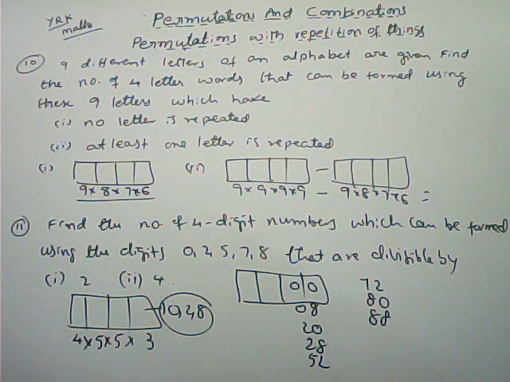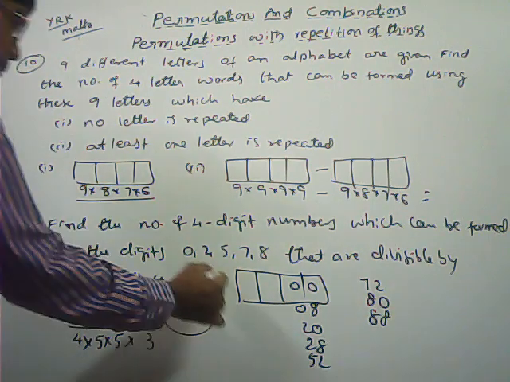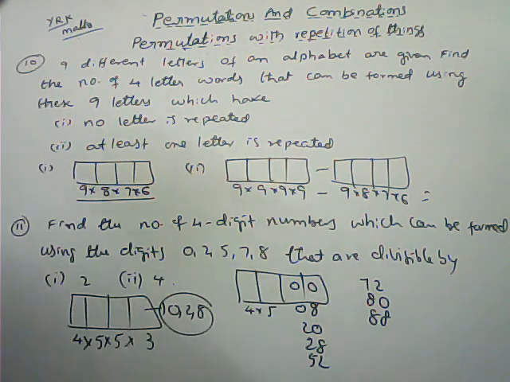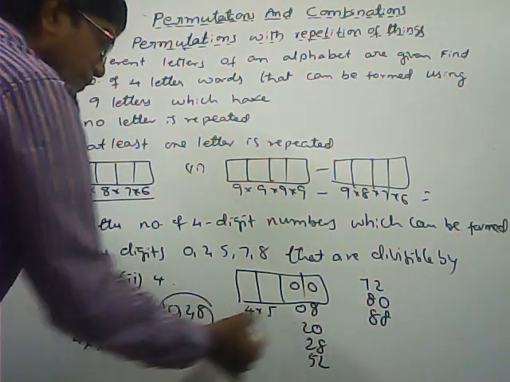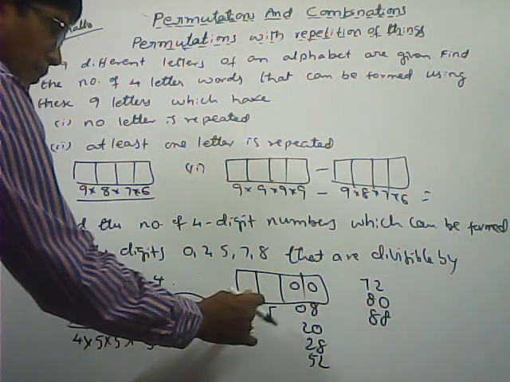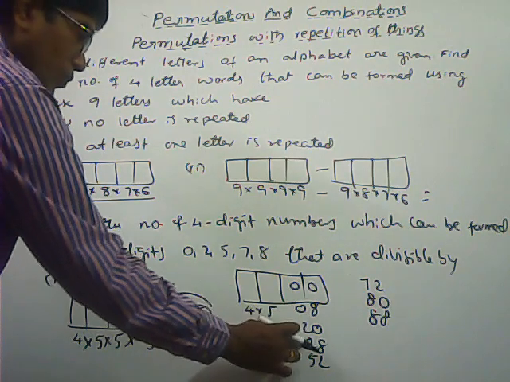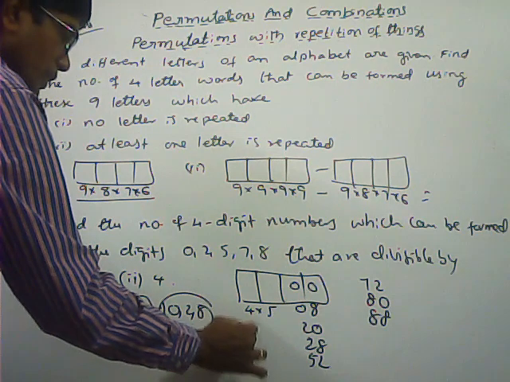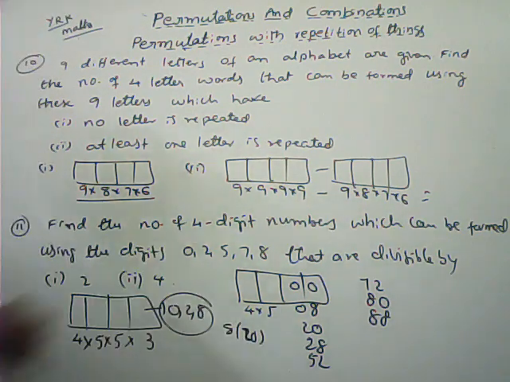Now here we want a total divisible by 4. So here we can keep any one of 1, 2, 3, 4. 4 ways are there here, 5 ways are there. Like this, how many are we getting? Everywhere we can get the same number only. 1, 2, 3, 4, 5, 6, 7, 8 are there. 8 into 20, that is equal to 160 are there.